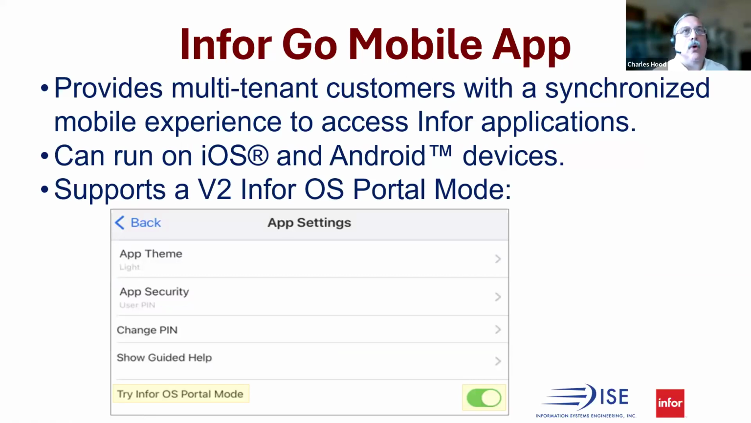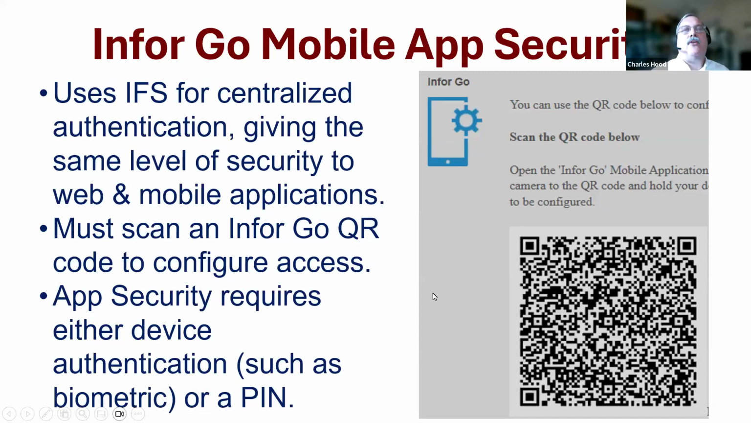It does support that V2, that new Infor OS portal mode, if you want it to. There's a switch in the app settings where you can try the new mode, and I've actually activated that for the demo you'll see in a second. Very, very secure. Don't think you're compromising security at all by using Infor Go as possibly your go-to gateway into Infor OS. Maybe some people that are on the road a lot, sales reps, things like that, this might be their main gateway into Infor OS.